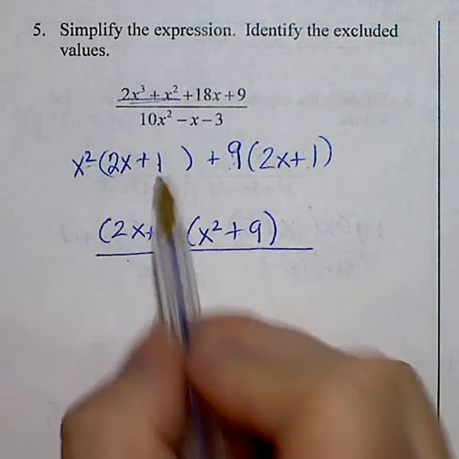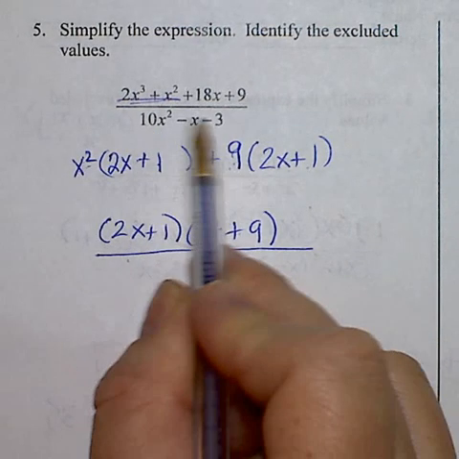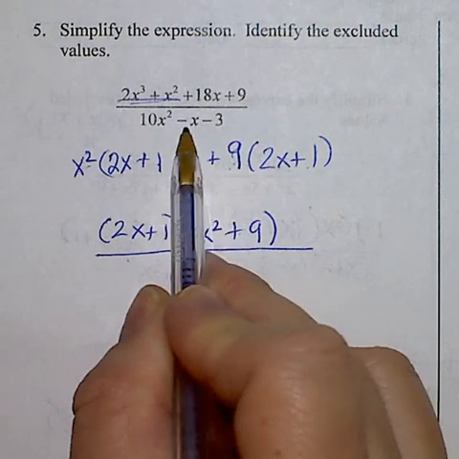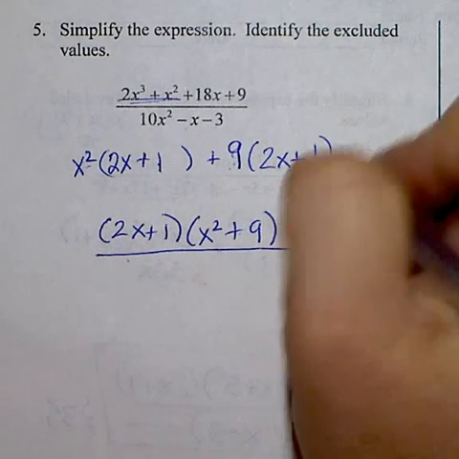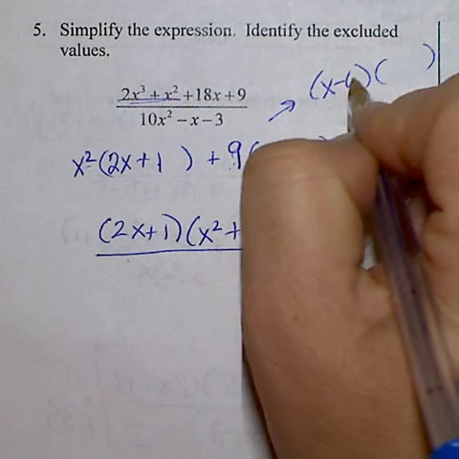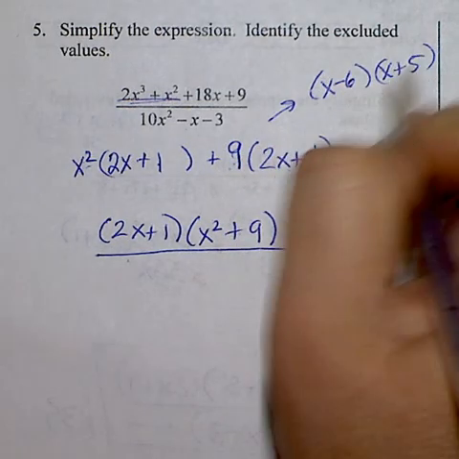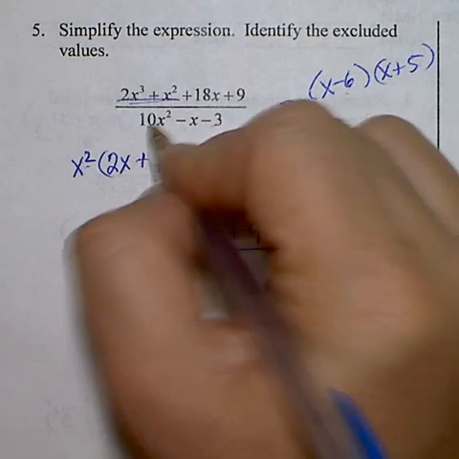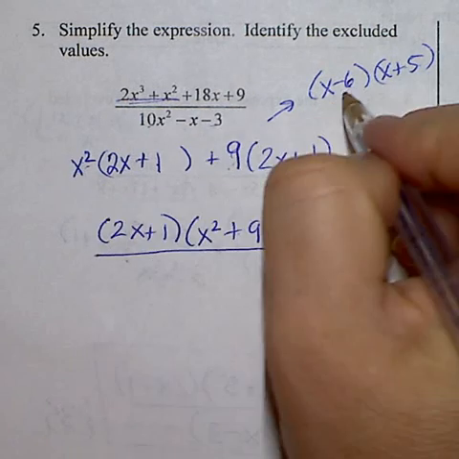Okay, on the bottom, what multiplies to equal negative 30 and combines to give you negative 1? I'm going to do that off to the side. 5 and 6, x minus 6 and x plus 5. They multiply to equal negative 30 and combine to give you negative 1. Don't forget about bottoms up.